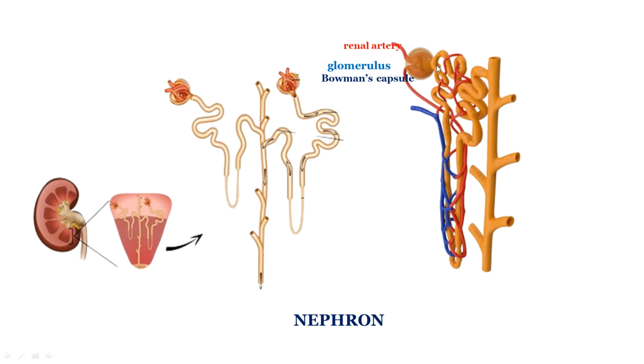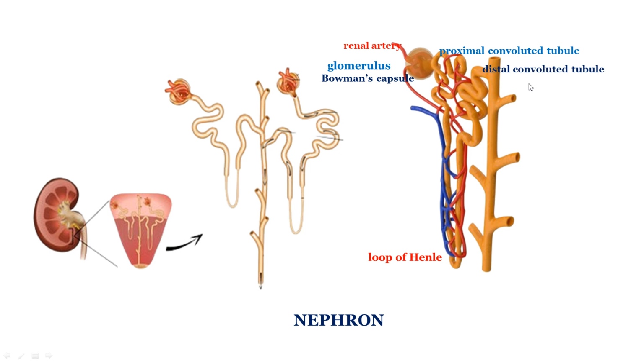Bowman's capsule again enters into tubular structures. These tubular structures are divided into various types. The very first part of the tubular structure is known as the proximal convoluted tubule. This proximal convoluted tubule helps in reabsorption of the substances. The proximal convoluted tubule then moves into a U-tube structure known as Henle's loop, and this Henle's loop has ascending and descending tubules which then open up into a distal convoluted tubule.